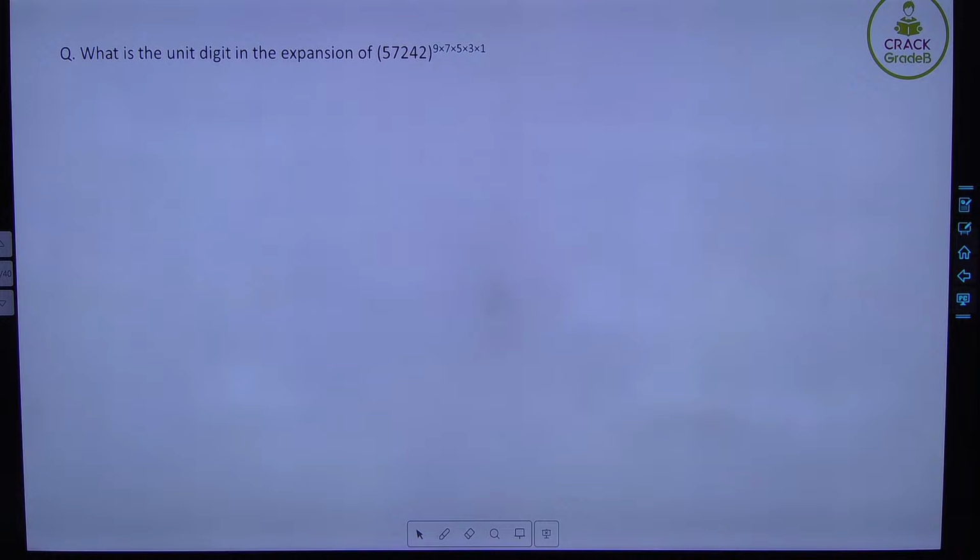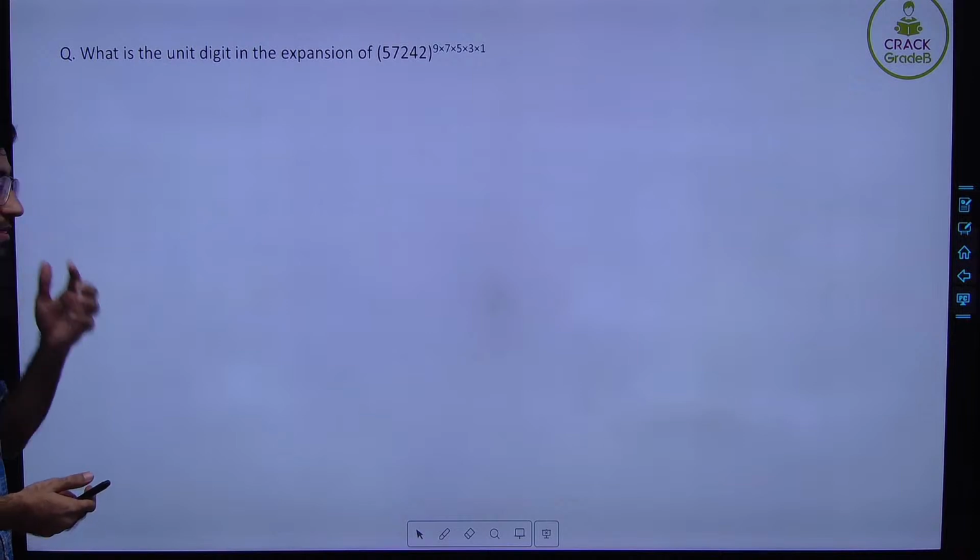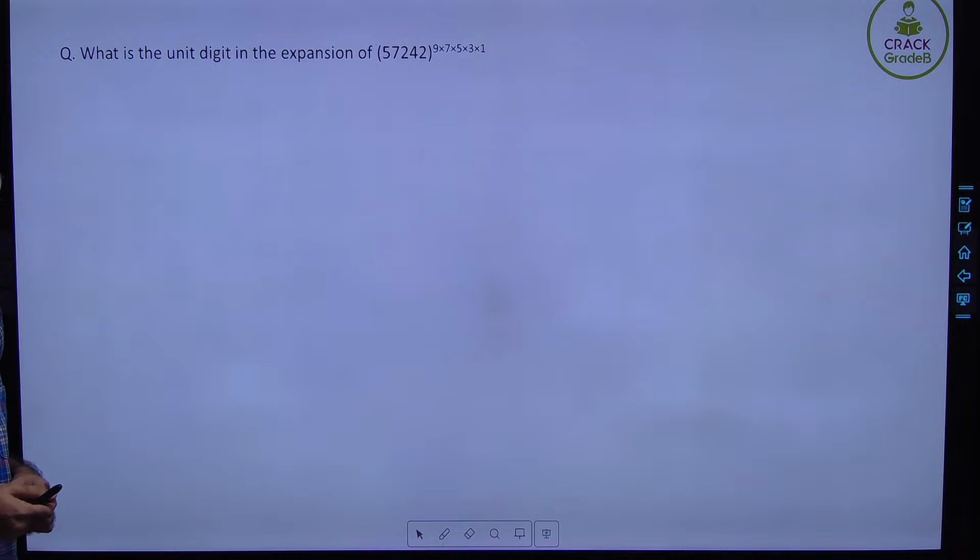Okay, now try to answer this question. This question was asked in CSAT. Okay, how did you guys solve? Matlab, what is the power basically?